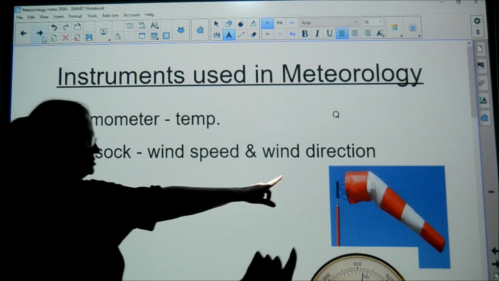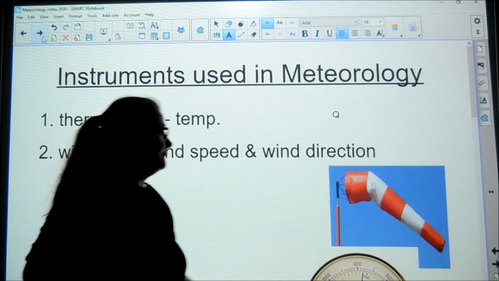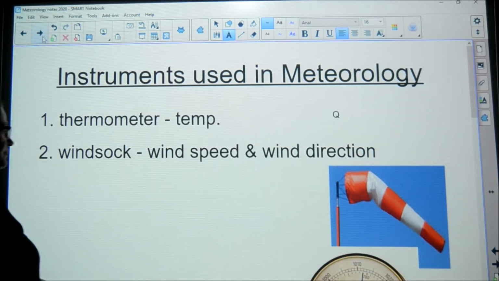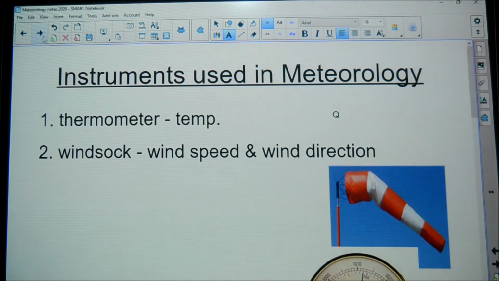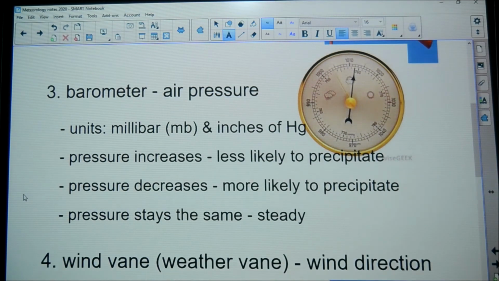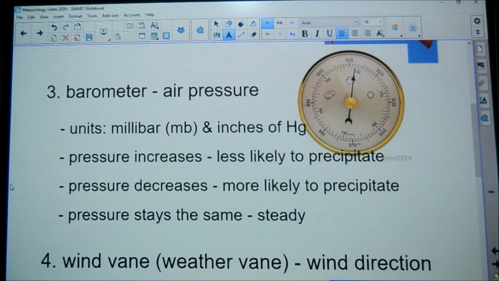So it has sections here. The windier it is, the more sections will extend straight out. It also allows us to see which way the wind is blowing. Another instrument used is a barometer. A barometer is going to measure air pressure. Two different units: one is in millibars and the other one's in inches of mercury.